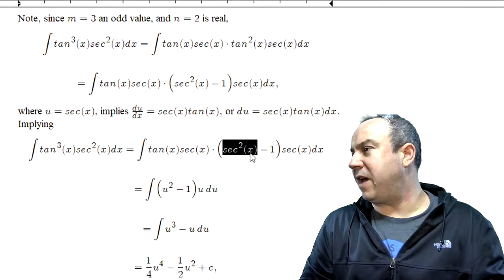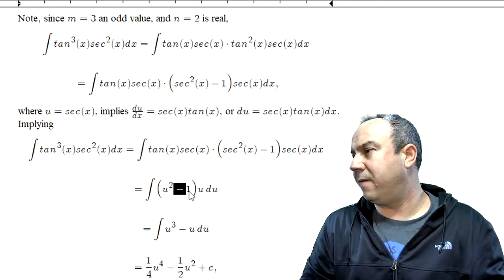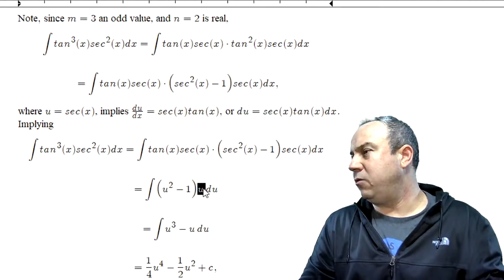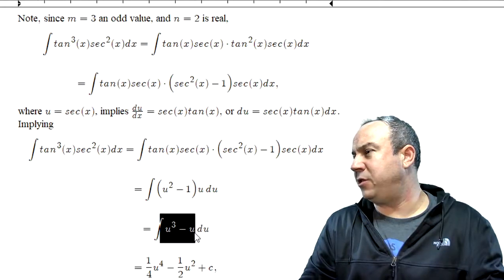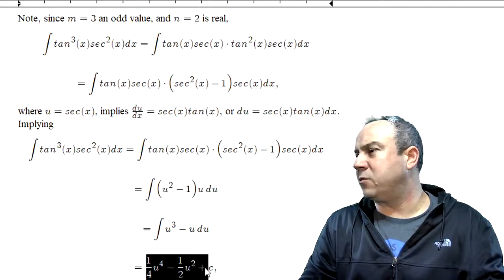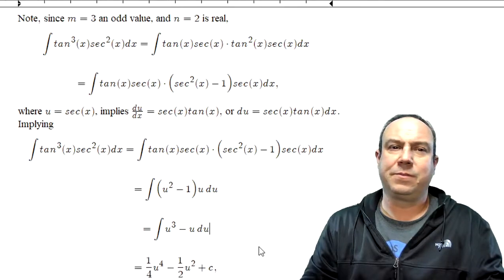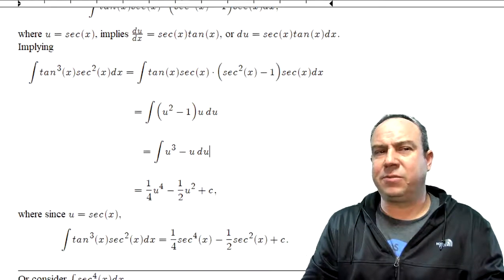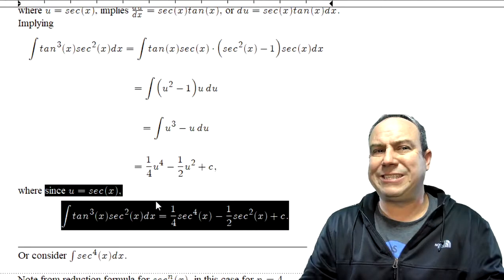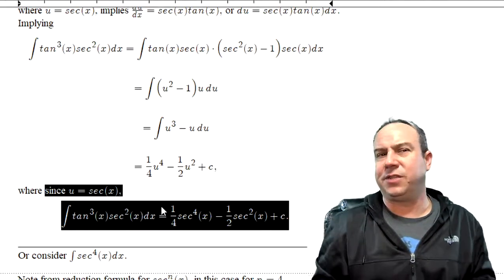The secant of x squared here will become this u squared minus 1, times this secant of x, well, that will become u. Where that u does distribute and becomes u cubed minus u as an integrand, which does have the antiderivative 1/4 u to the 4th minus 1/2 u squared plus c in value. We don't want to leave that answer in terms of u, where since u is equal to the secant of x, we can express our solution.